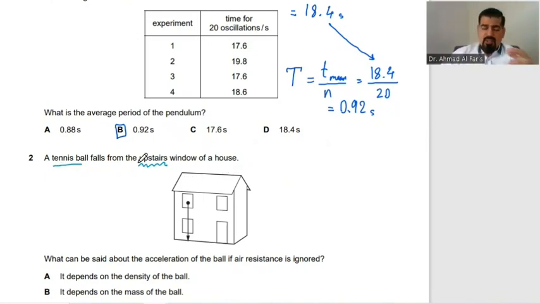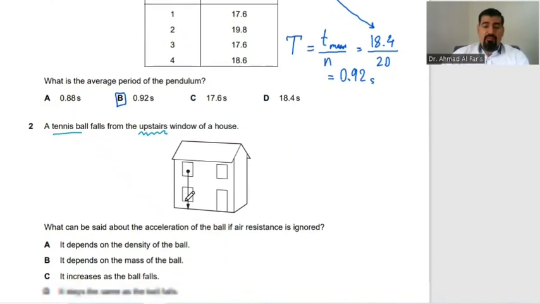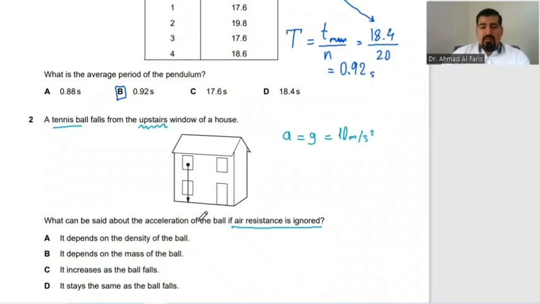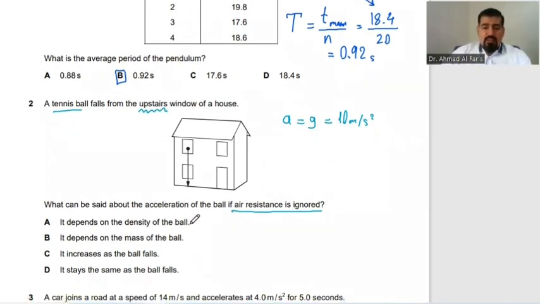And since a tennis ball has a little bit high density, not like an inflated balloon or something like a plastic ball, it has a high density, so maybe it will not be affected by air resistance. And when we say that air resistance is ignored, that means the gravity acceleration is the acceleration of this object, which is equal to 10 meters per second squared, and remains the same. What can be said about the acceleration of the ball? It depends on the density of the ball. Of course, it depends on the density of the ball.